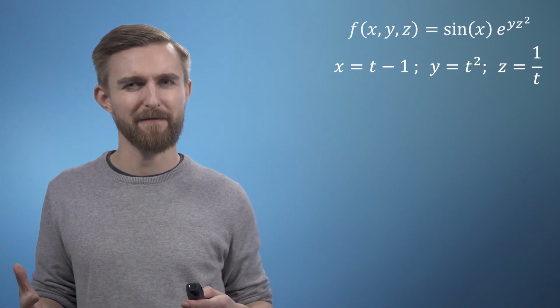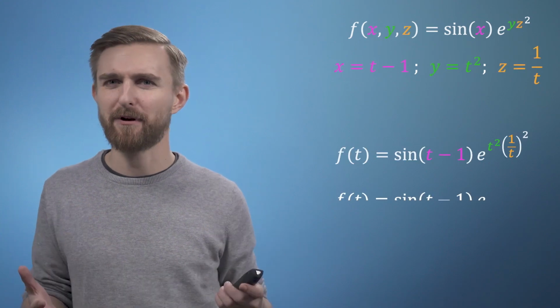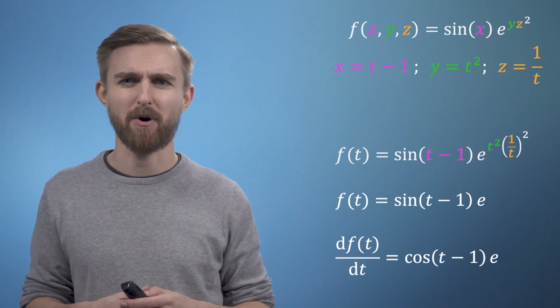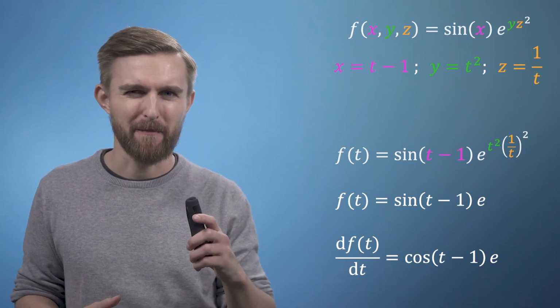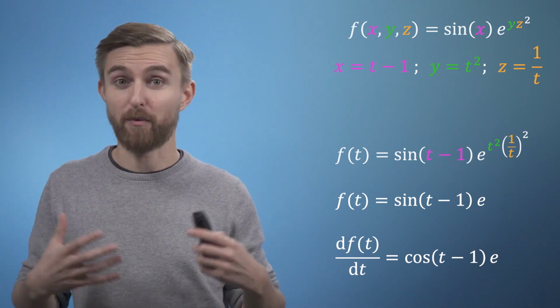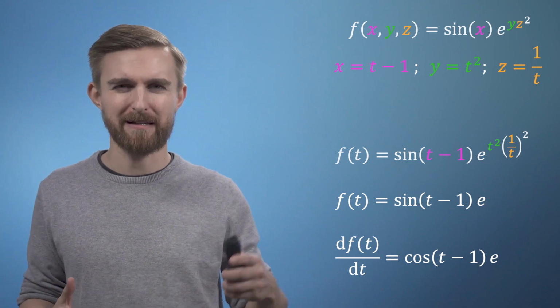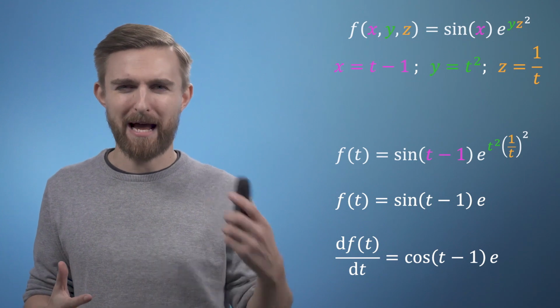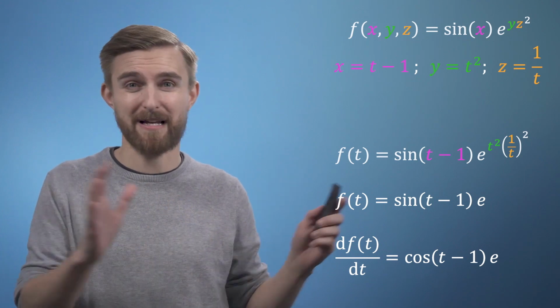In this simple case, we could just substitute for all our three variables directly in terms of t, simplify a little bit, and then differentiate directly with respect to t, which gives us sine of t minus 1 times e to the t. However, in a more complicated scenario with many variables, the expression we needed to differentiate might have become unmanageably complex, and perhaps we won't have a nice analytical expression at all.